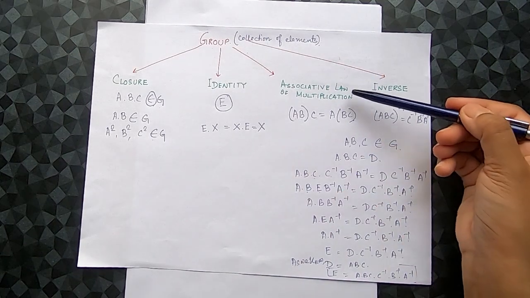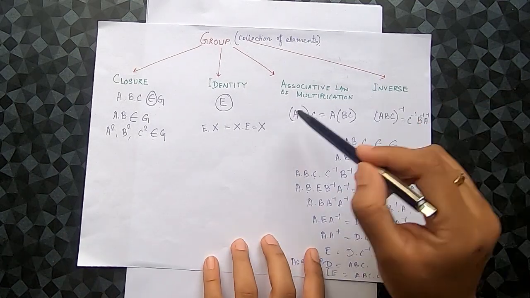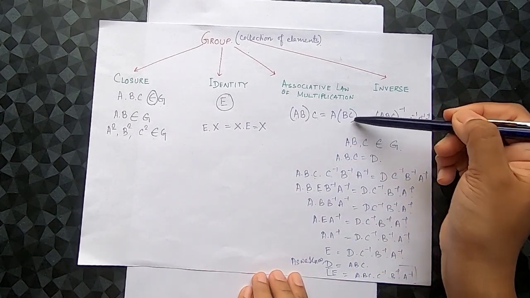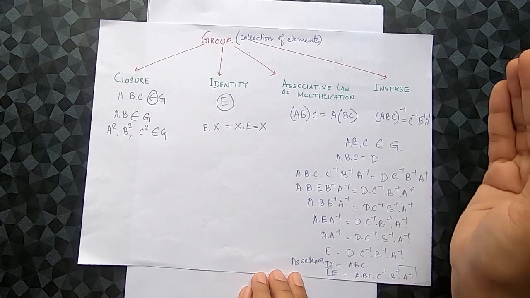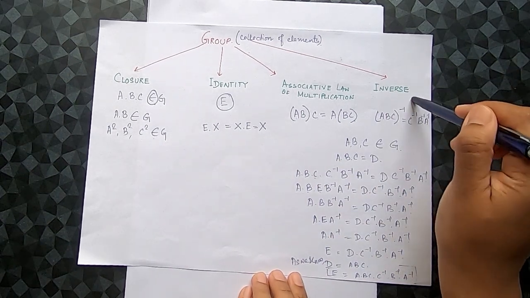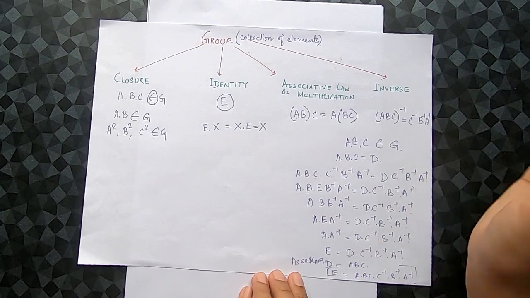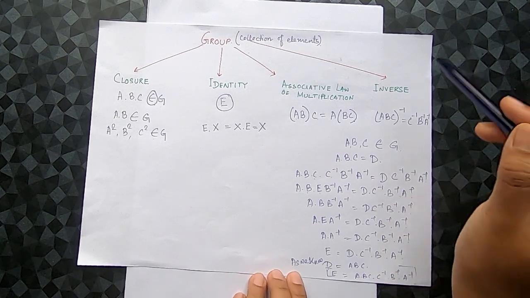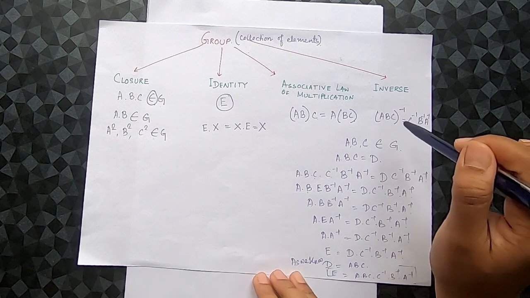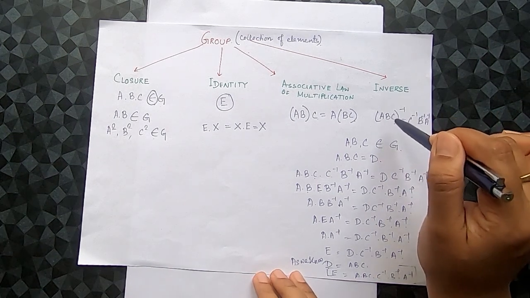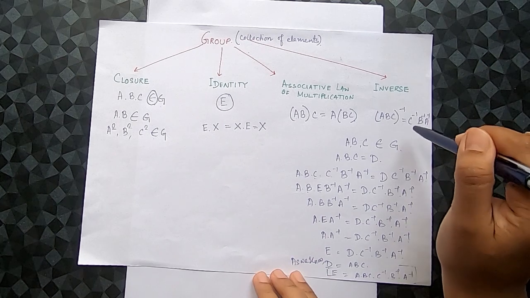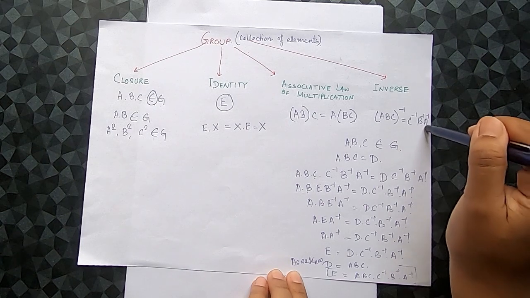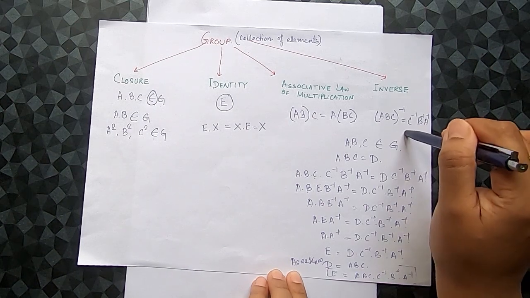Next one is associative law of multiplication. According to that, (AB) into C is equal to A into (BC). Okay. Next one is inverse law. According to inverse law, the reciprocal of any element in the group is also part of that certain group. Again, we can state that the reciprocal of the product of any elements in the group is equal to the product of the reciprocals of the individual elements but in reverse order.